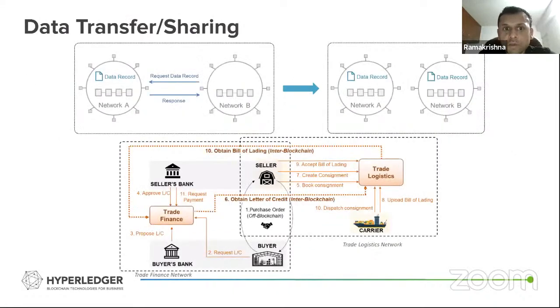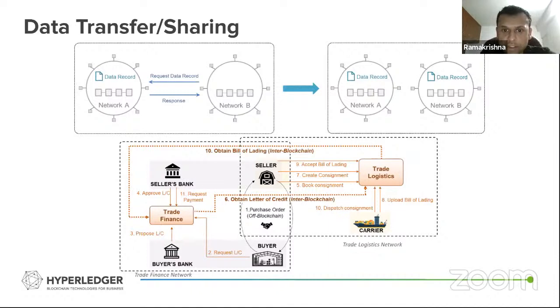Actually, this is data transfer or sharing. As I mentioned a short while ago, data is different from an asset in that data is just some state information that's agreed to by the parties, the stakeholders of a ledger, of which copies can be made. Now the data can actually be important in driving forward the business process or the smart contract in a given network.